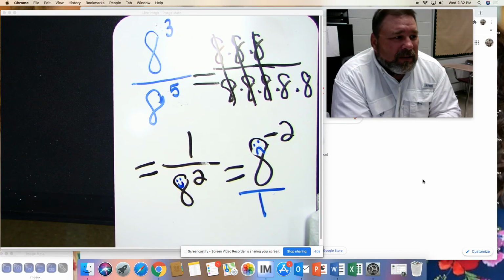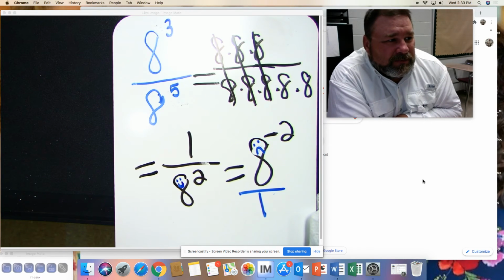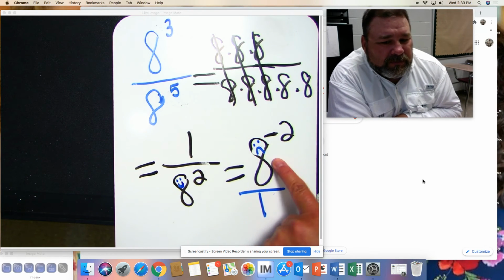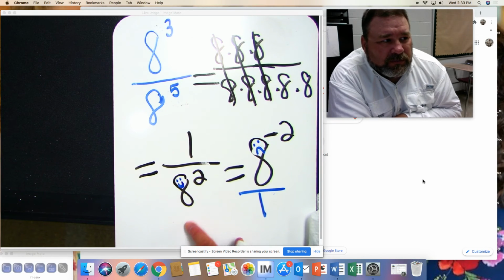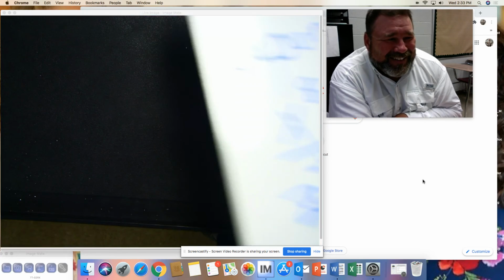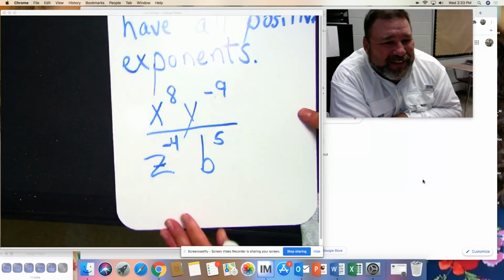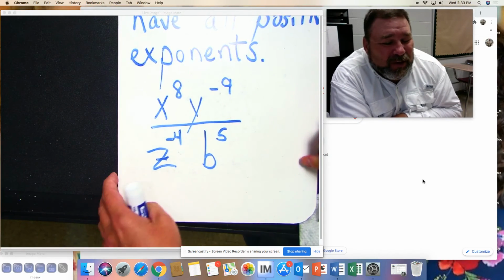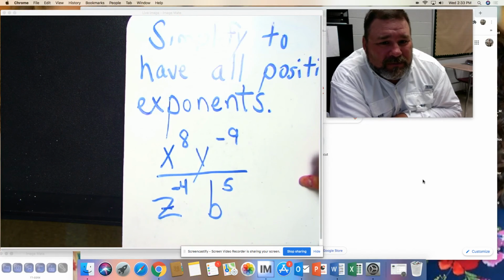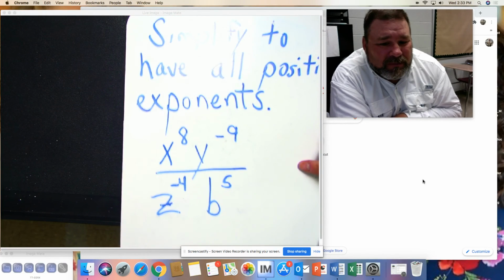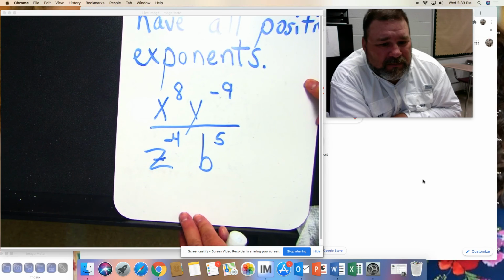So it just depends on the problem. So you might have different people. Now, see how the base did not change? The base will not change. That's a person. Only his feelings change, and his feelings are your exponents. So you've got 4 different people here. Okay, let's say it says simplify to have all positive exponents. So you want everybody in this apartment building to be happy.